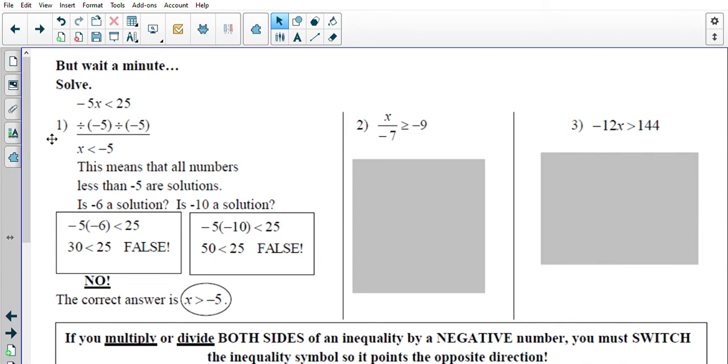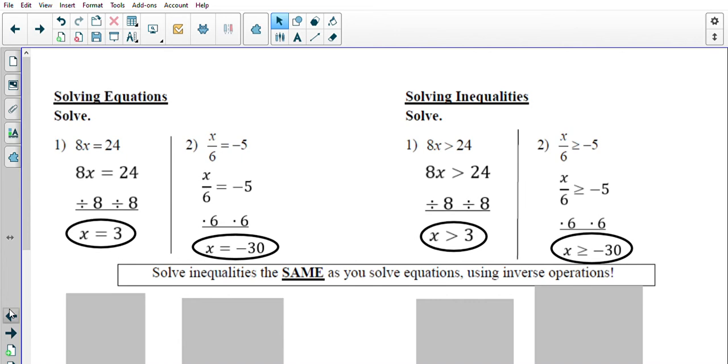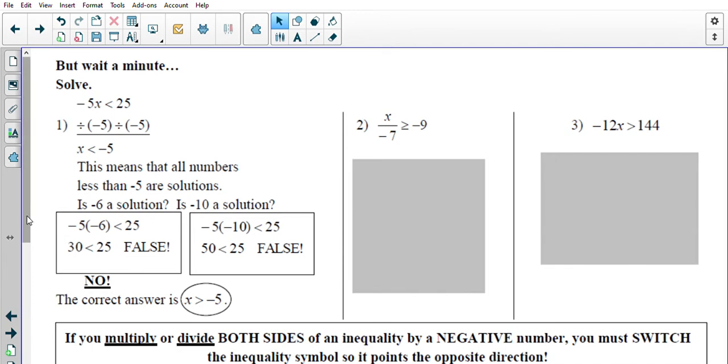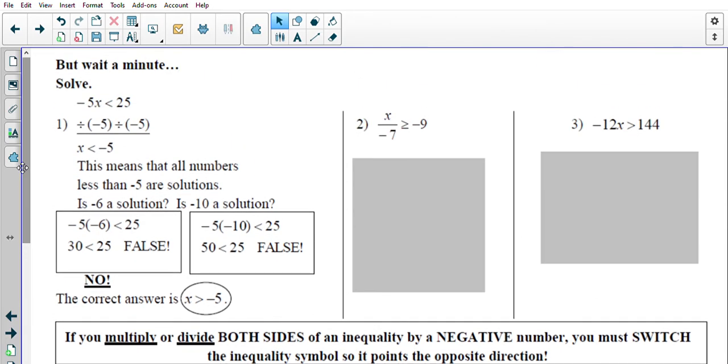It is. The main point here, notice these big stars that we've got. They're yellow and bright right here on the screen. If you multiply or divide both sides of an inequality by a negative number, which we did not see over here, we multiplied or divided by positives, you must switch the inequality symbol so it points the opposite direction. Just the symbol. There will be times we'll rewrite it with the variable on the left, but here we're just switching the symbol. So let's look at number 2.